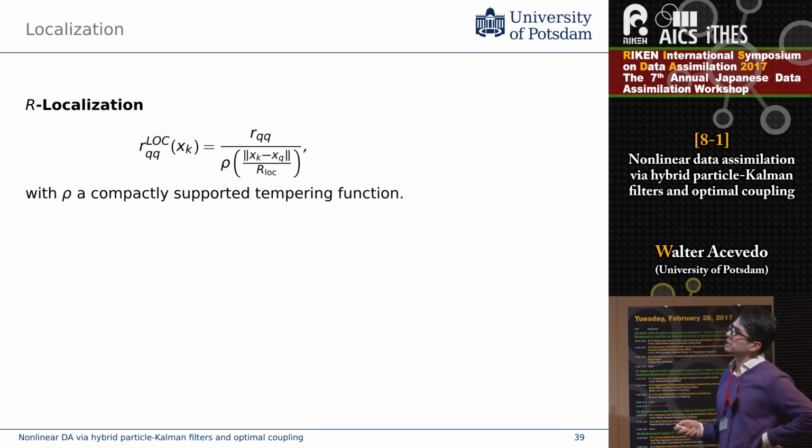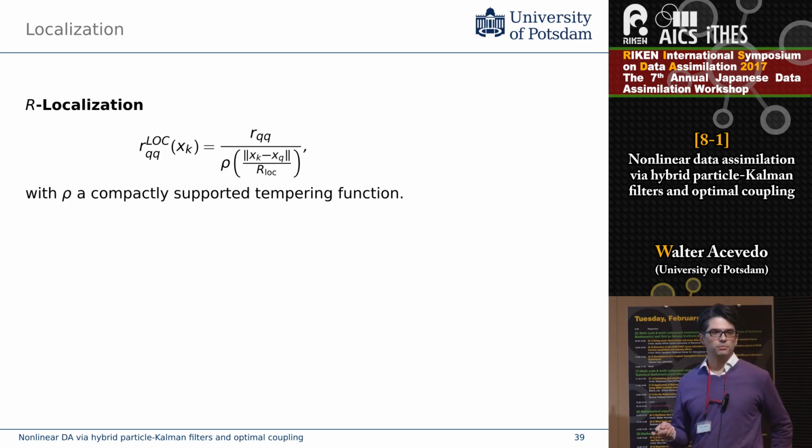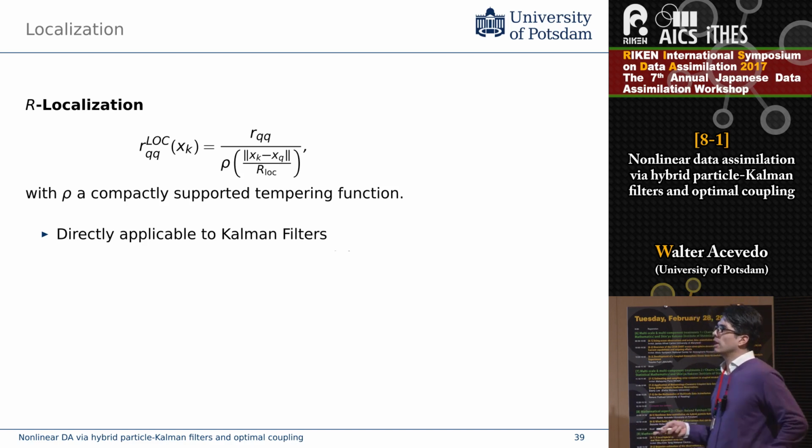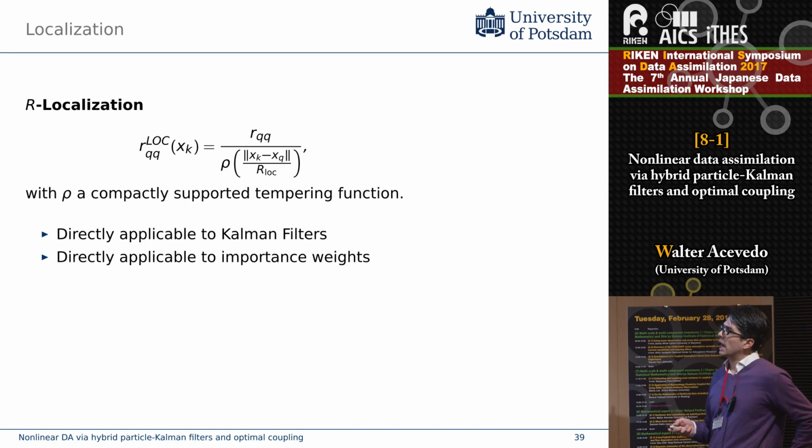So we use the very traditional approach of R localization, where this function is a tempering function. We use it as is customary and apply it to the Kalman filters. It's already widely done, so we can apply it very easily to Kalman filters, and also to the importance weights. These importance weights depend directly on these entries. So if we localize the entry, we also localize the importance weights.